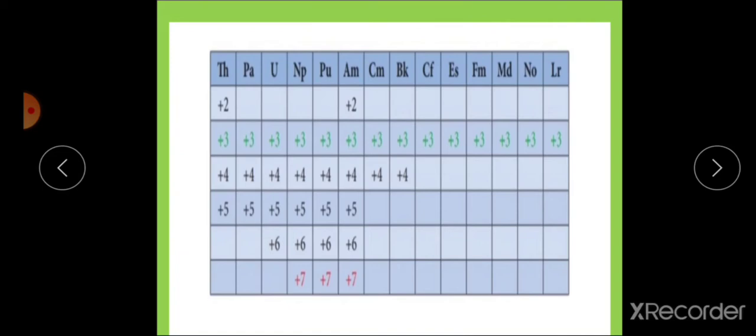You can see here the chart showing the various oxidation states shown by actinoids. The +7 oxidation state is shown by neptunium, plutonium and americium.